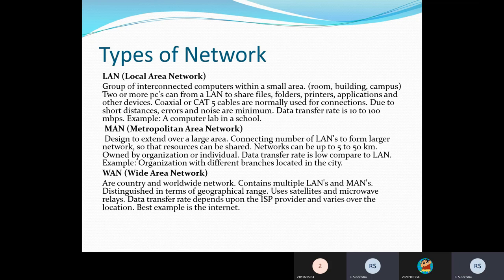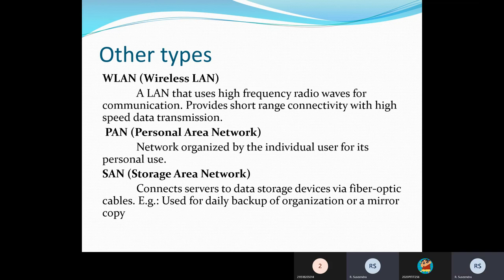But beyond that, we have so many networks being used. In some places, they use the wireless area network, which means, we all know the word Wi-Fi, though we may not know the word wireless LAN. This wireless LAN is also called Wi-Fi. We use Wi-Fi through radio frequencies.